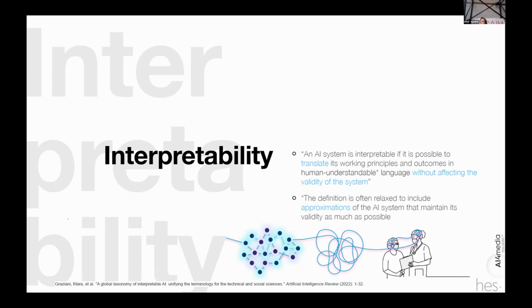And we will get to that. We will get to what is human understandable language. But I think the most important thing here that we should pay attention to is that in the end, we don't want to affect the validity of the system by creating a translation. So if I were to explain what a model is doing, I want to stay as loyal as possible to this translation. And the definition can be relaxed to include approximation of the system.